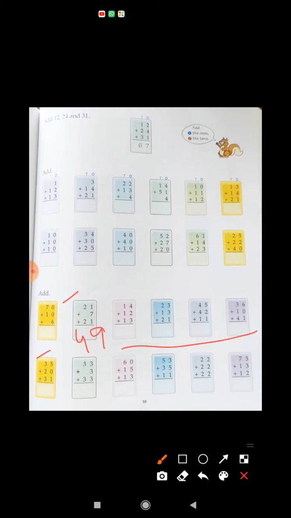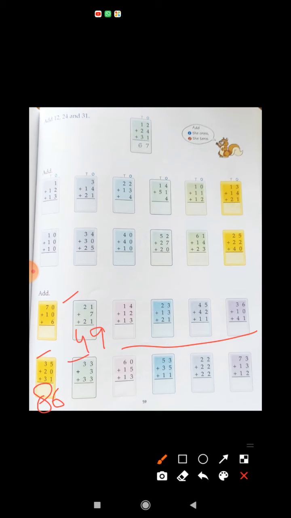Now come to this question. First we will add the ones. 5 plus 0 is 5, 5 plus 1 is 6. Now add the tens, 3 plus 2 is 5 and 5 plus 3 is 8. The answer is 86. Now next question, 33 plus 3 plus 33.